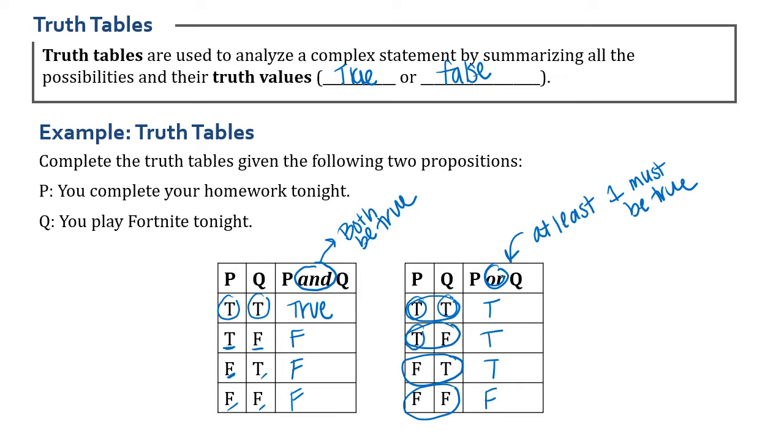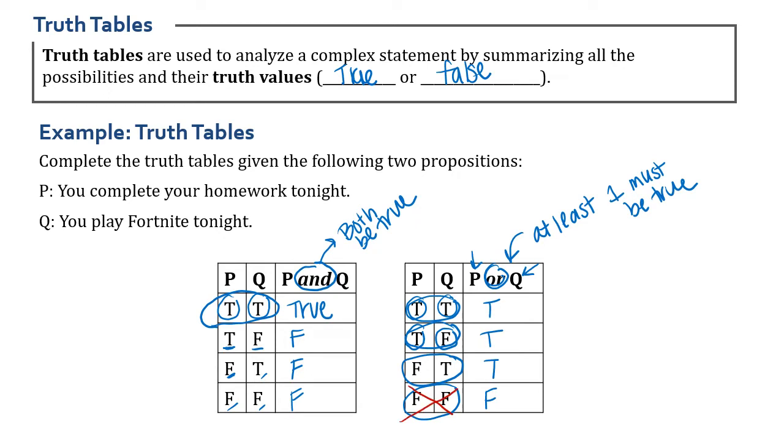Here, you completed your homework or you didn't play Fortnite. Also a true statement. You didn't complete your homework, but you played Fortnite. So you didn't complete your homework or you played Fortnite, true statement. And then if you didn't do either of those, that would be false. So again, for an and to be true, both propositions have to be true. For an or to be true, at least one of them has to be true. If both of them are not true, then it's false.